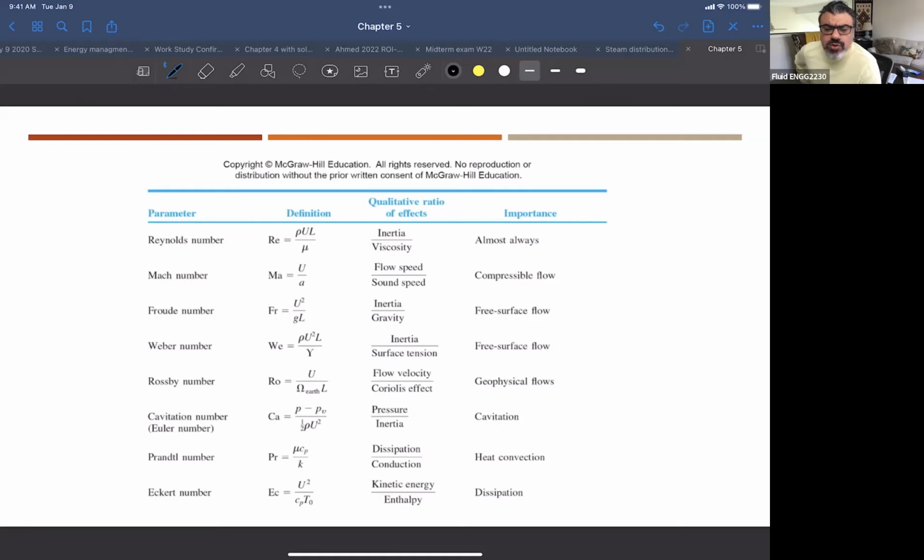Weber number is where surface tension is playing a role, right? So you will see a ratio between inertia and surface tension forces, which is all related to bubble dynamics and bubble formations and stuff in fluid mechanics, and many other variables. I'm not expecting you to remember all these, but this is for different topics, for different subjects.